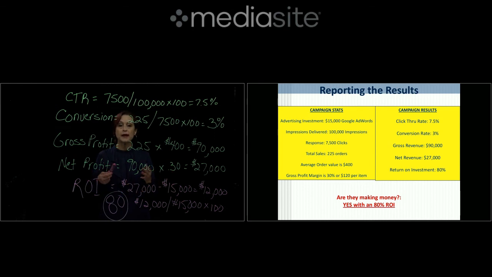So let's go through the campaign analytics. Click-through rate was 7.5%, meaning that 7.5% of those that saw the link clicked on it. The conversion rate was 3%, meaning 3% of people that clicked on the link bought an item, the ultimate conversion. Gross revenue was $90,000. Net revenue was $27,000. And the return on investment is 80%. For every dollar spent, 80 cents were returned in profit.